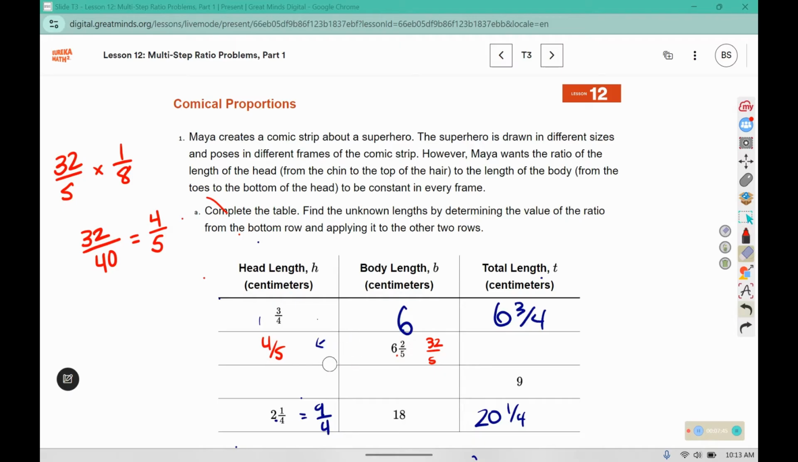If we add these things together, I had 32/5 and 4/5, which gives me 36/5. 5 fits into 36 7 times because 5 times 7 is 35 with 1 extra piece.